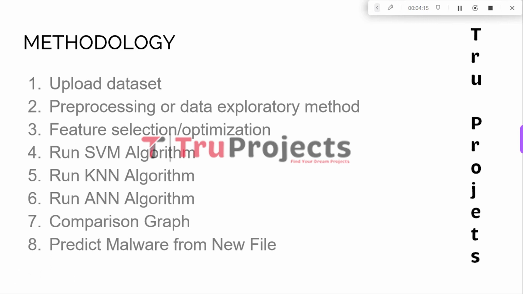In this module, a new malware file is uploaded to the application. The file is converted into a grayscale image and then the PSO algorithm is applied to extract relevant features. Finally, the machine learning algorithm is employed to predict whether the uploaded file contains the malware signature or not, providing a real-time assessment of the file's maliciousness.